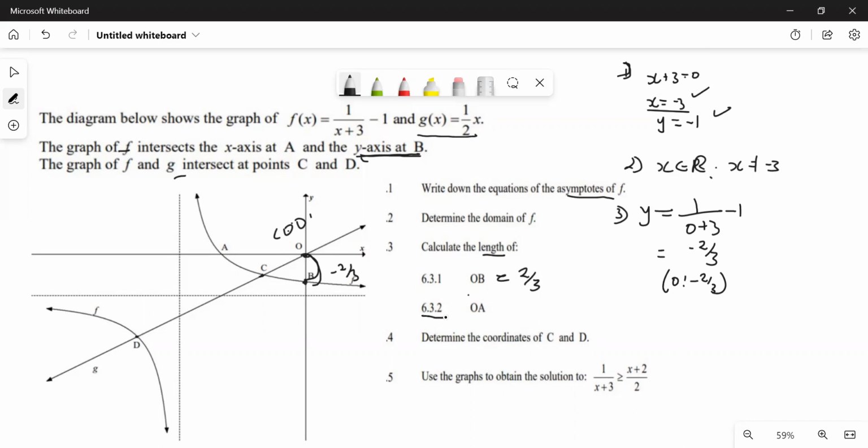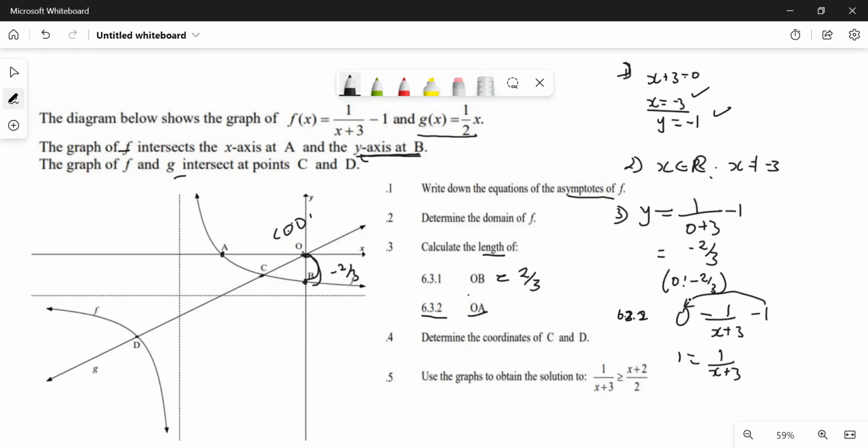Now let's go to 6.3.2. It says calculate OA. Now what is A here? It's the x-intercept. What do you know about the x-intercept? You see, they're asking for the x-intercept in another way. So we're still supposed to get the x-intercept, which is going to be 1 over x plus 3 equal to minus 1. Take this one to the other side. It says we have 1 equal to 1 over x plus 3.